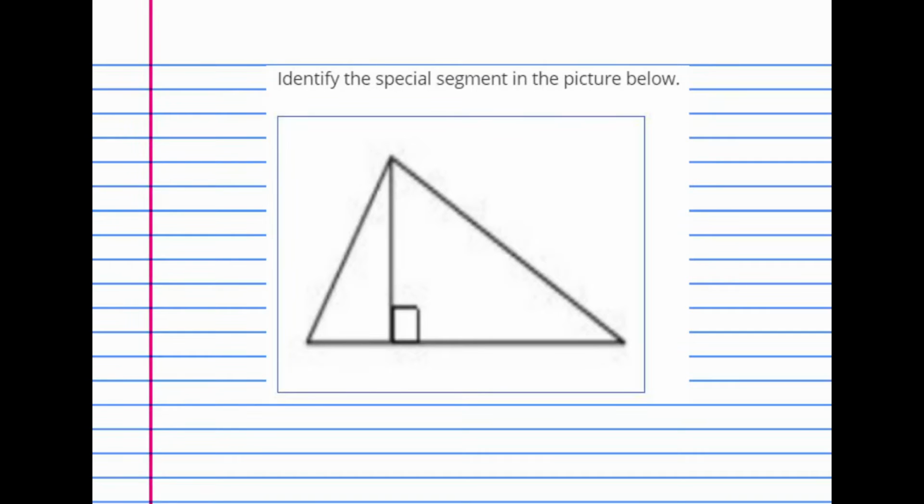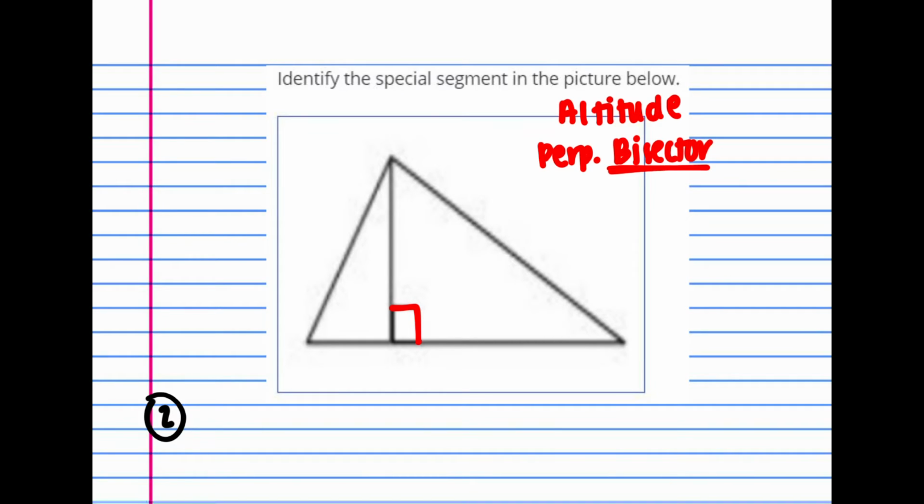So number 2 here, again, you're identifying the special segment in the picture below. So if you look, you have a right angle here. And from our special segments, we have 2 that deal with right angles. The first one is an altitude, and the second one is that perpendicular bisector. So remember, to be a bisector, it has to cut something in half. And when I look at this picture, I don't see any markings that an angle's cut in half, a side's cut in half. So that means I can eliminate perpendicular bisector, and that leaves me to know that this is my altitude.